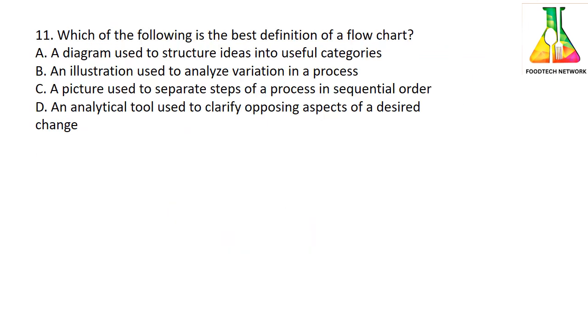Question 11. Which of the following is the best definition of a flowchart? Option A, a diagram used to structure ideas into useful categories. Option B, an illustration used to analyze the variation in a process. Option C, a picture used to separate steps of a process in sequential order. Option D, an analytical tool used to clarify opposing aspects of desired changes.